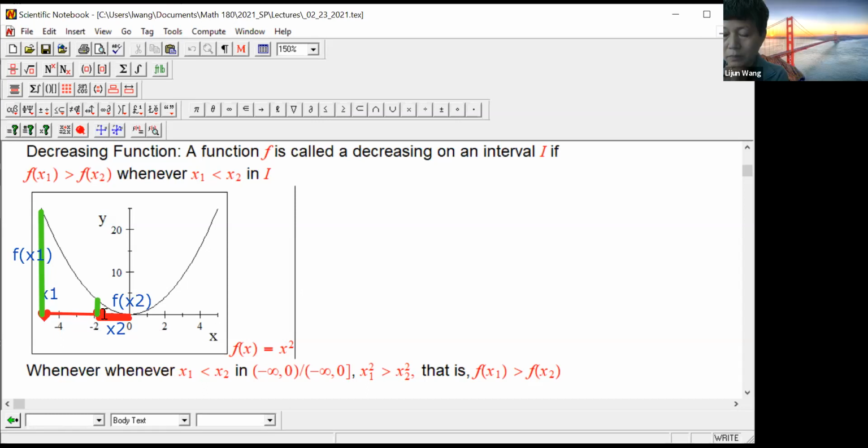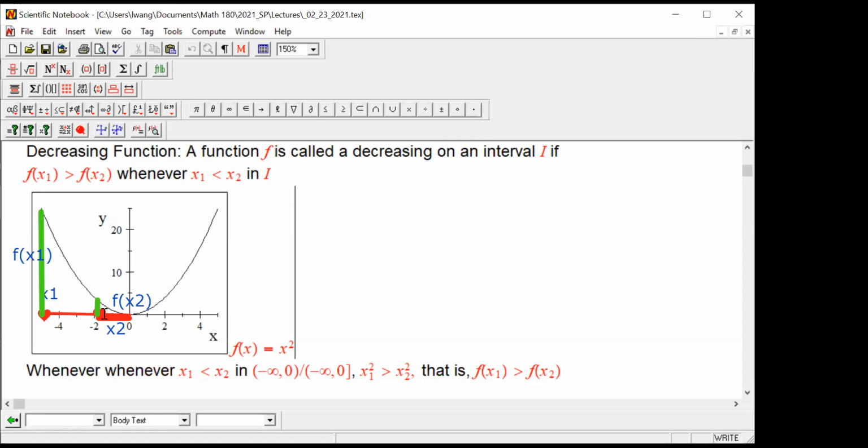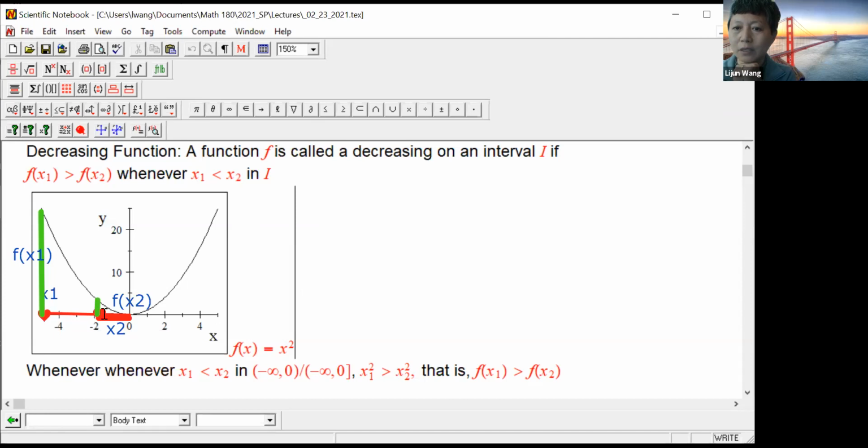Does everybody follow me? Think of some examples: -5 is less than -2, but -5 squared is 25, positive 25, and -2 squared is 4. Therefore, 25 is larger, so the relationship of the output is reversed. Does that make sense? But you cannot use those examples in this statement, okay?